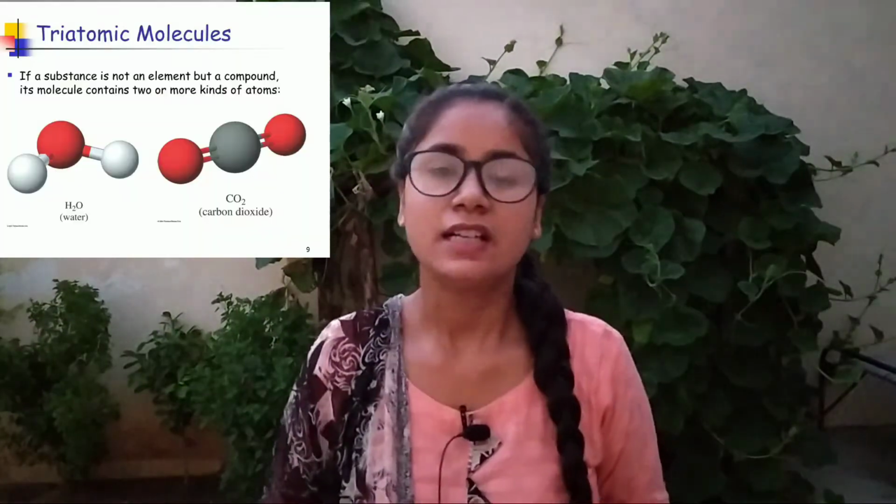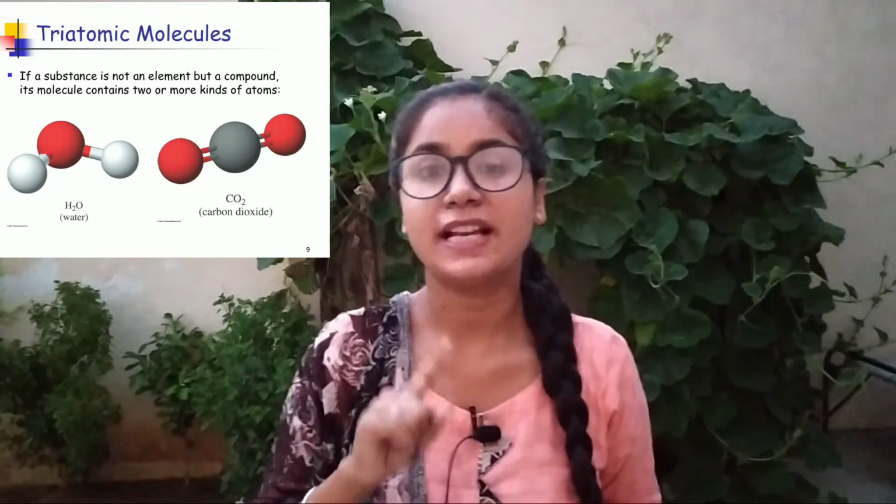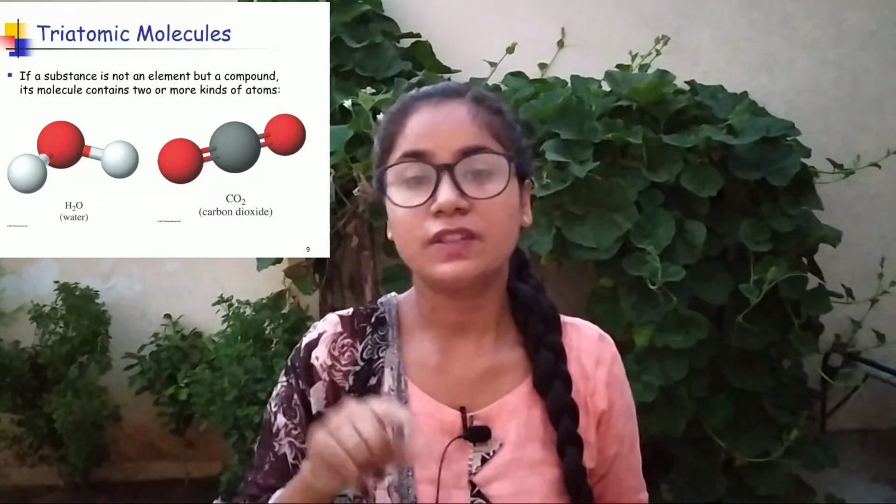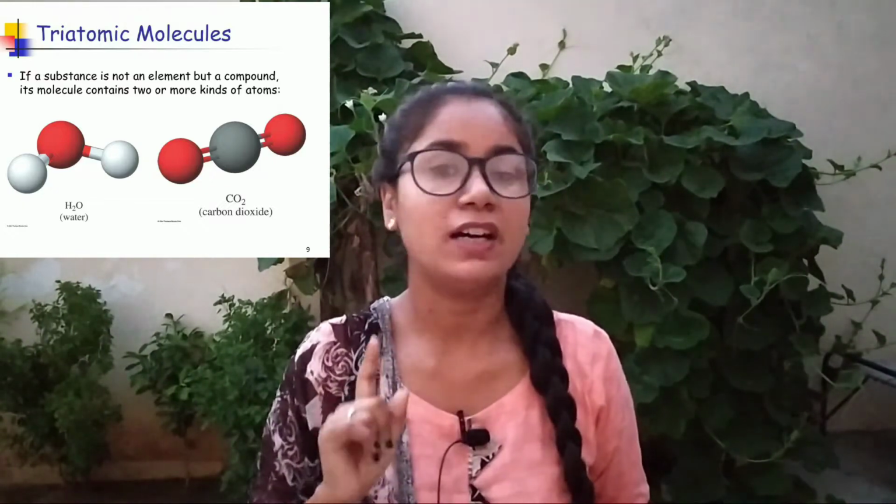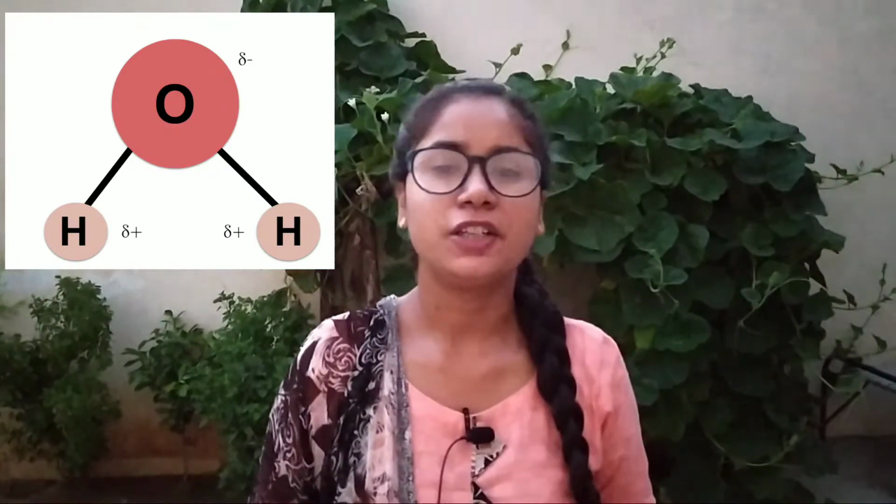Okay, now let's talk about the triatomic molecules. Now in triatomic molecules, of course there is a difference. There would be one atom extra for the two elements, or there would be three elements making a compound. For a triatomic molecule, you can take the example of water or carbon dioxide, which we just studied, right? You can take more examples, but the number of atoms should be 3, and that would give us a triatomic molecule.